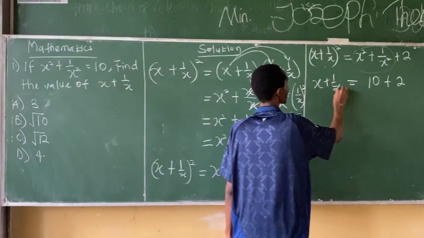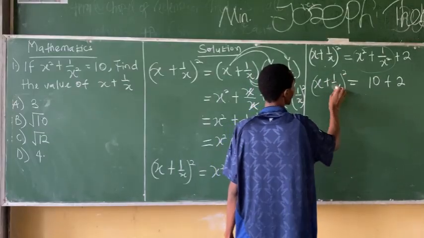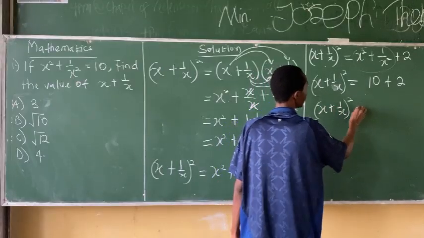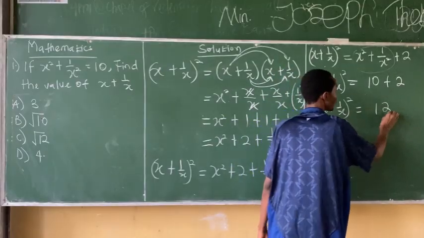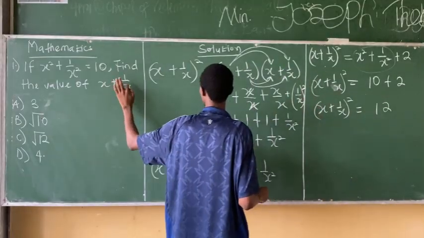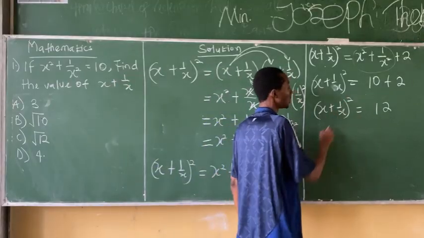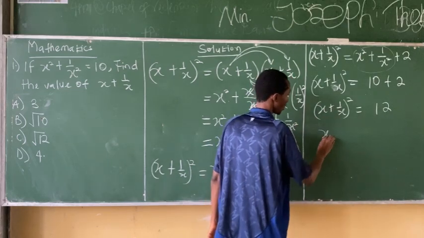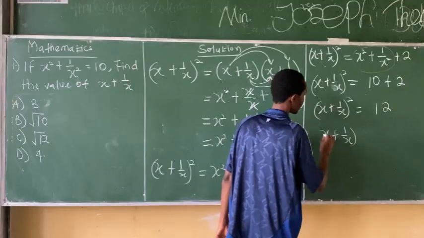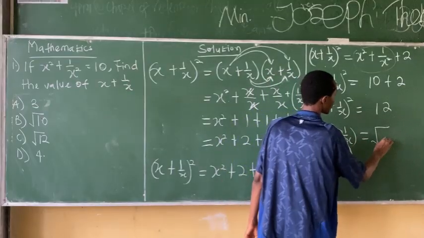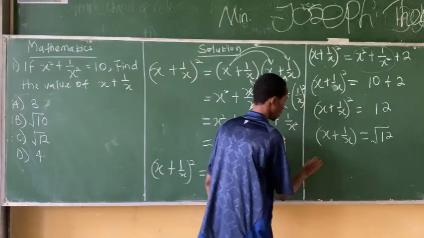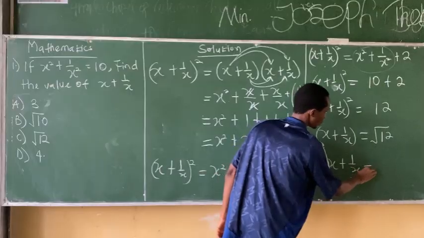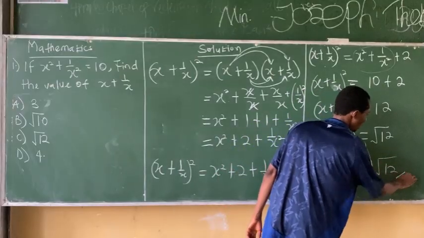x plus 1 over x all squared is equal to 10 plus 2, which will give us 12. Find x plus 1 over x and not x plus 1 over x squared. To remove this square, we take the square root of both sides. So we have x plus 1 over x is equal to square root of 12. Therefore, the value of x plus 1 over x is equal to square root of 12. This is our final answer.